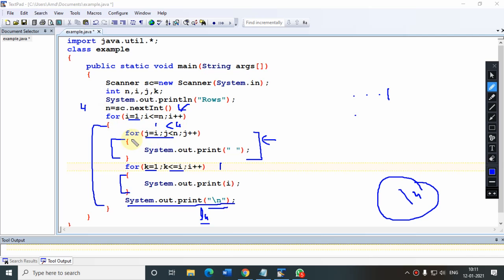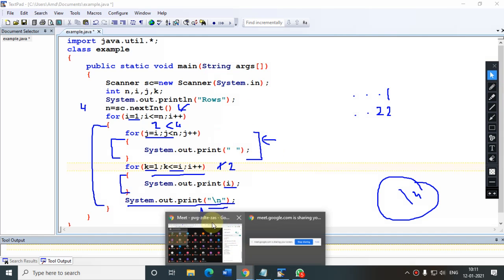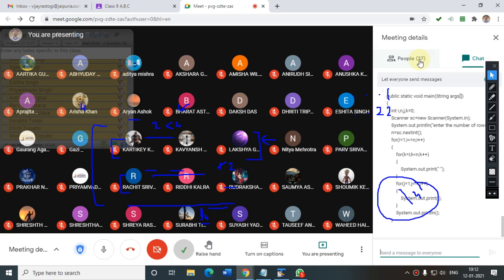So the second time, this loop will start from 2 to less than 4. So 2 to less than 4 means 2 and 3. So how many times? 2 times. So 2 times you are getting the blanks. After that again it is starting from 1 to I. So this time the value of I is 2, not 1. So how many times will this execute? 2 times. And what will you print 2 times? That is the value of I, that is 2. Am I clear? Yes, sir. Should I continue more, or is this much sufficient for you, bachcho? Like this only this will execute.